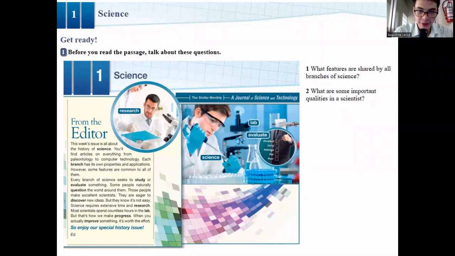So before we begin, I would like you guys to read this from the editor passage over here. So you see under Unit 1 Science, under the picture with the word research in it, there's this passage called From the Editor, right? I want you guys to read this passage, and then when you're done, I want you guys to answer these two warm-up questions. First one, what features are shared by all branches of science? And the second one, what are some important qualities in a scientist?